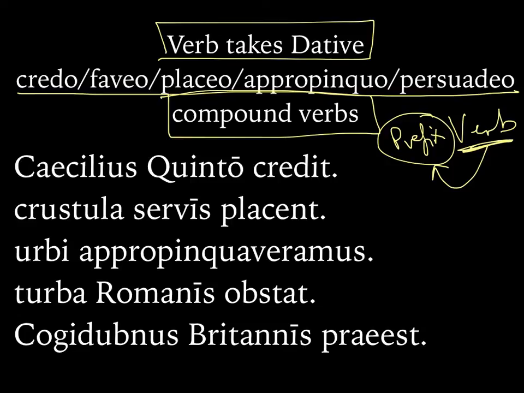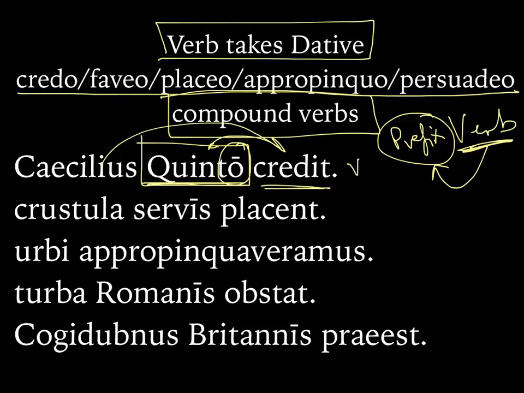So in this sentence, Caecilius trusts Quintus. It sounds like a direct object. It's the object of credit, but this is what's called a dative object. And so if I asked you what is the grammatical function of quinto, you would say verb takes dative, or VTD.